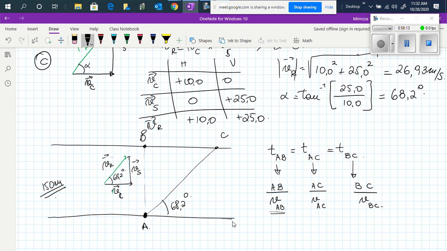But the velocity on the direction AB, so direction AB is this one here, is actually the velocity of the swim. The velocity on the direction AC is the resultant velocity, magnitude of the resultant. And the velocity on the direction BC is the velocity of the current. So those times are the same.